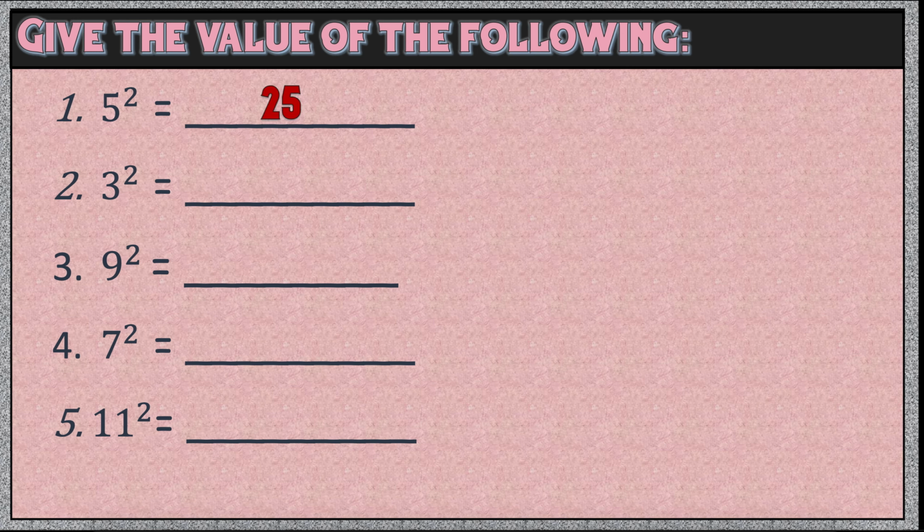Number 2, 3 squared is 9. Number 3, 9 squared is 81. Number 4, 7 squared, or multiply 7 by itself, which is 49. Then number 5, 11 squared, or 11 times 11, is 121.